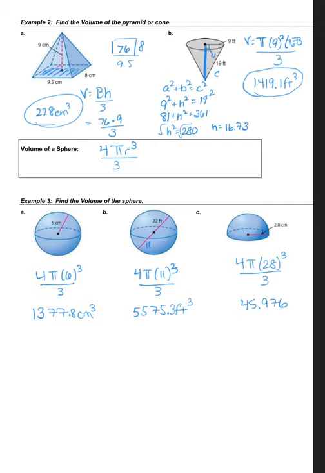And that gives me 405.976. Now I want to round to the tenths place. So if I look to the next number, that 7 makes that 9 round up. Well, a 9 rounded up becomes a 10, which means it's going to change my whole number to 46 centimeters cubed, or 46.0 centimeters cubed. All right, so that covers all of our shapes for volume.